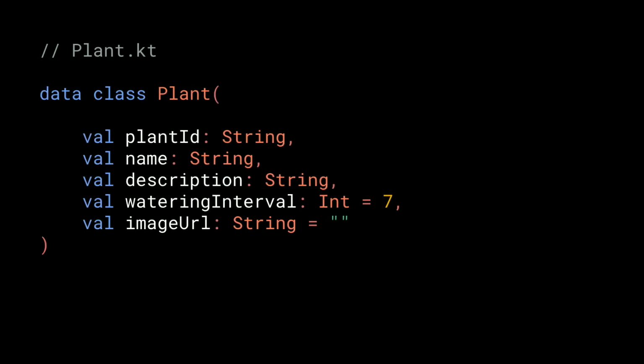So a gardening app needs to know what a plant is, and thankfully, we have the Kotlin data class to very easily represent that data. We have the plant ID, its name, description, and a watering interval with a default of 7 days.